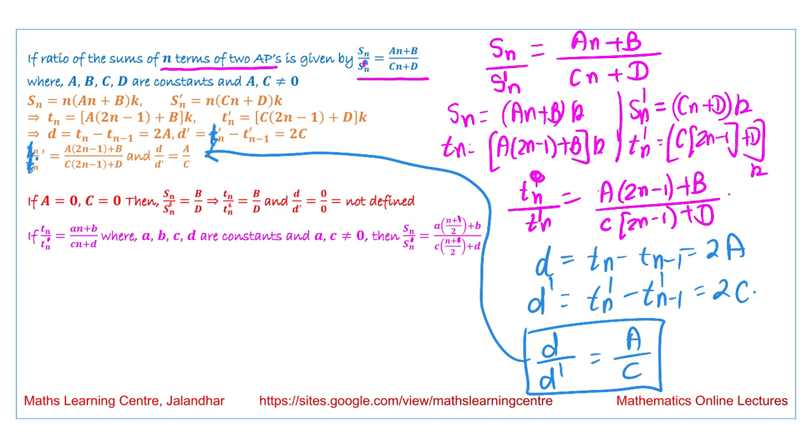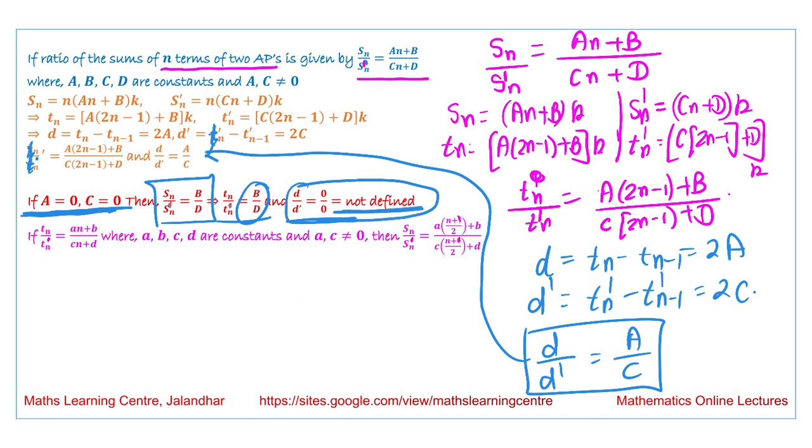Now we are saying if a is equal to c is equal to 0, then Sn over S dash n is equal to b by d. This implies that Tn over Tn dash is equal to b by d, and this implies that d by d dash is equal to 0 by 0, and it is not defined.